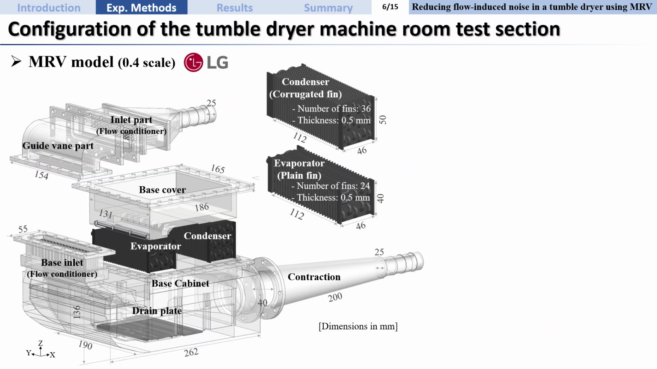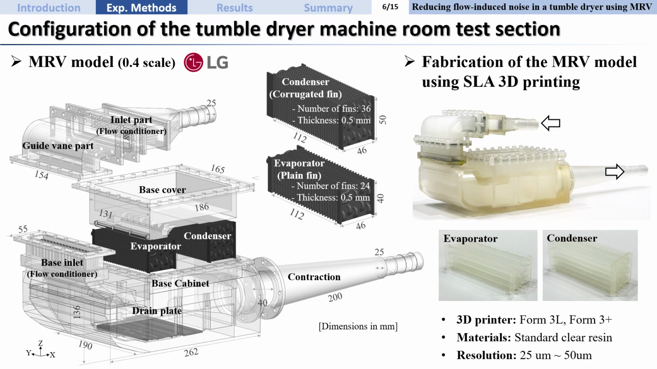So let's see how we built the MRV test section. The model was developed based on the tumble dryer CAD model provided by LG Electronics. So we preserved the internal flow structures while modifying the external features such as the wall thickness and added flange structures to make it suitable for MRV flow experiments. So the flow enters through the inlet part and is turned by the gathering part, passes through the evaporator and condenser, and finally exits through the contraction. The right figure shows the SLA 3D printed MRV machine room model.